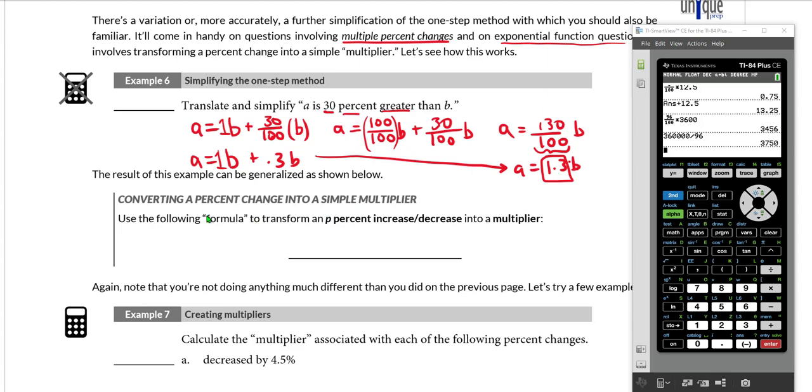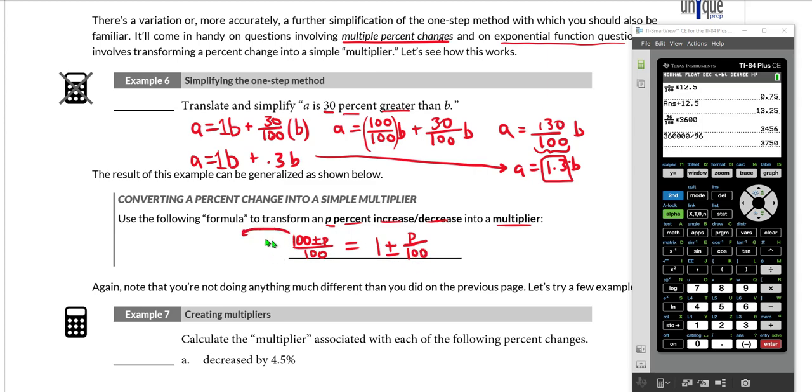The way that we do this a little bit more formulaically, a little bit more efficiently, again, not that much different from what we did before, is to convert a p% increase or decrease into a multiplier. We can think about this the way we did before. We are adding or subtracting that percent change to 100 and dividing by 100. But we should understand that this will also equal 1 plus or minus p over 100.